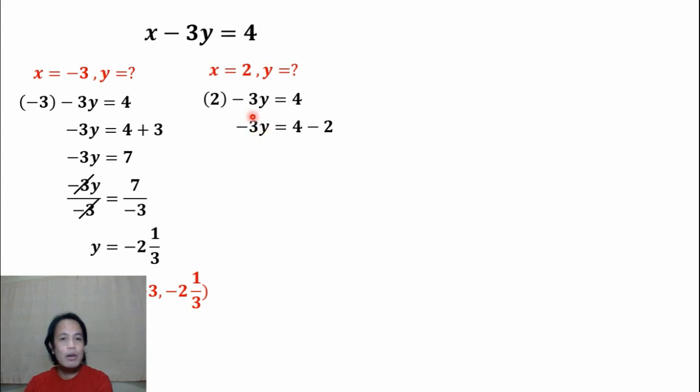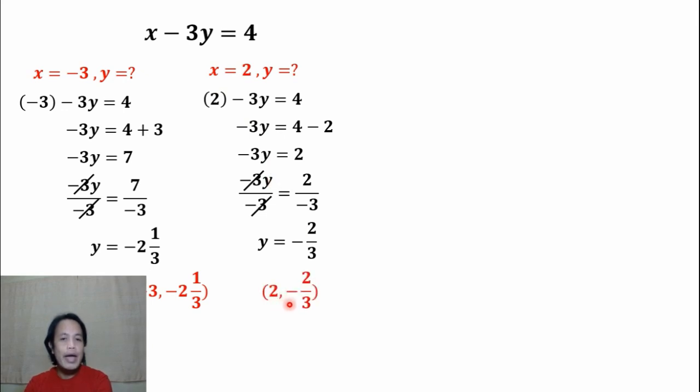So, what remains here will be negative 3y equals 4 minus 2. Then 4 minus 2 is 2. Then of course, we have negative 3y here. The same, we divide both sides of the equation by negative 3. So we can cancel out now the negative 3. So what remains is y equals negative 2/3. And since this is now a proper fraction, we cannot change this one to mixed number. So this is now our value for y if x is equal to 2. So for the ordered pair, of course, x is 2 and our y is negative 2/3. So this is our first point, and this is now our second point.